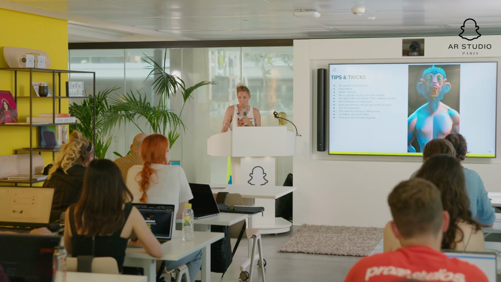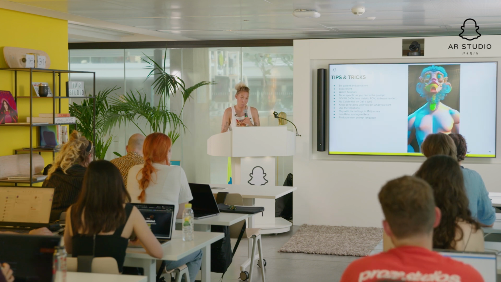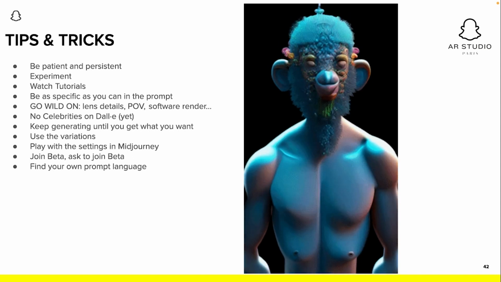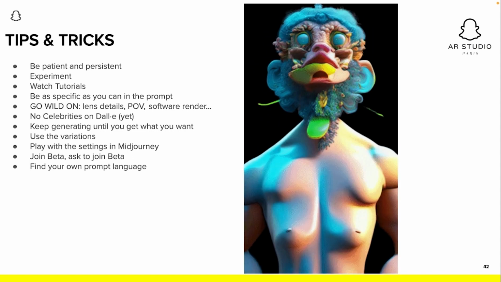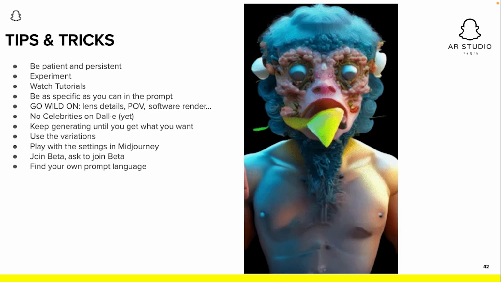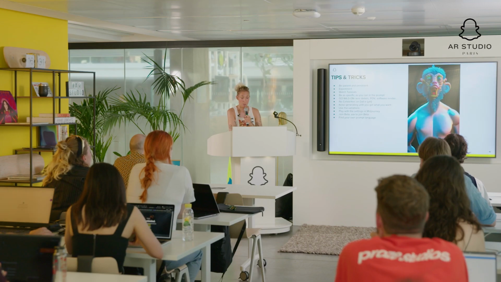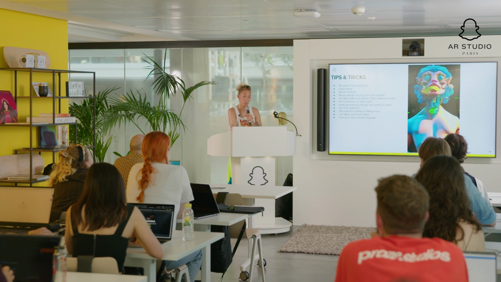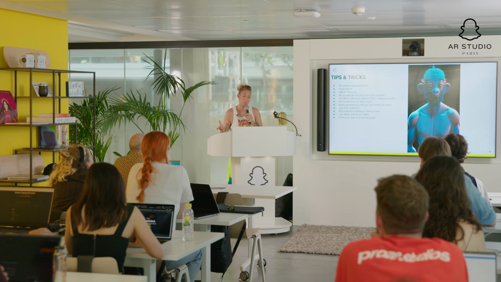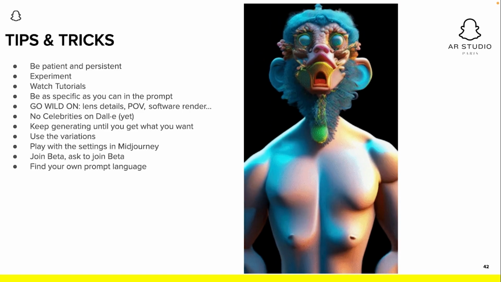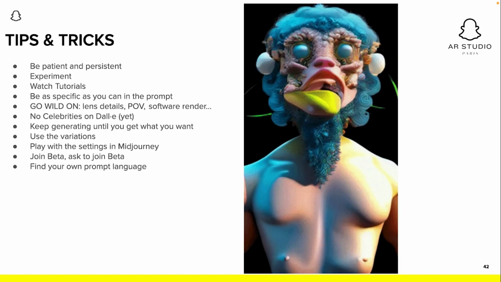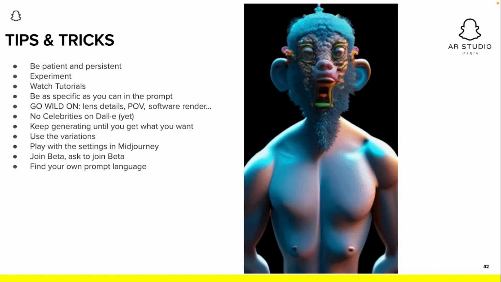So yeah. Tips and tricks: be patient and persistent. Experiment, never stop experimenting. Watch a lot of tutorials. There are so many tutorials, and it's the best way to learn digital stuff. If you want something very specific in your output, be specific in the prompt, and then you can go as wild as you want on lens details, POV, the kind of software render you want, especially if you want an output that is a 3D character. Just tell which kind of 3D render you want.